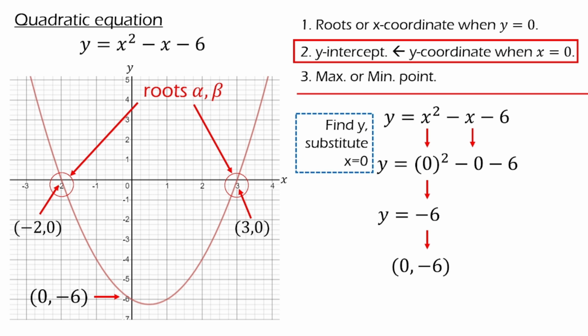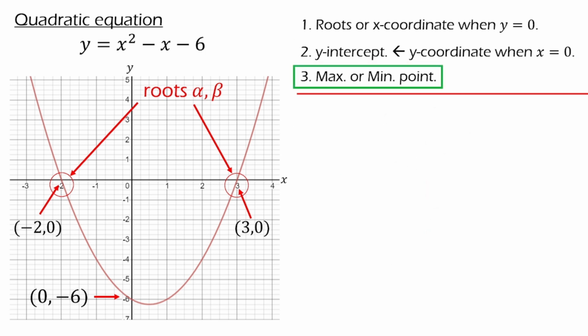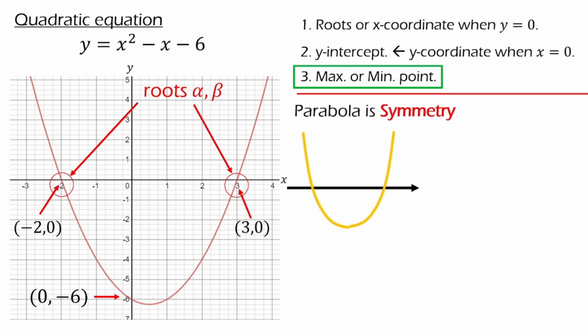Let's move on to the final point, which is to find the maximum or the minimum point. Remember earlier where I said parabola has the property of symmetry and it can help us to find the maximum or minimum point? Because of this property, we know for sure that the center of the graph must be either minimum or maximum point. How we can find the center is very easy. We select 2 points on either side on the same level and then we divide by 2.